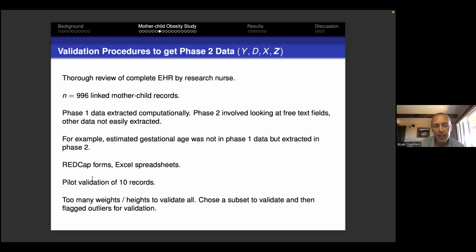We did a pilot of the validation process of 10 records. And from the pilot, we realized that there were too many weights and heights to validate all of them. After you're validating like 70 or 80 heights and weights, it's more likely you're going to make an error in the validation process than there's actually an error there. And so we came up with a way to choose a subset to validate. We chose key weights and heights to validate, and then we also flagged some that we thought were outliers for validation.